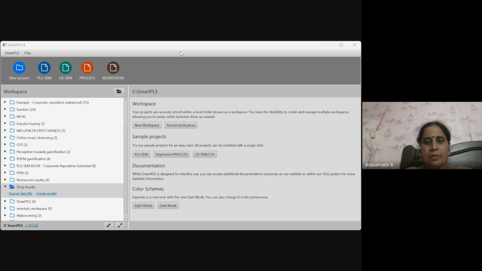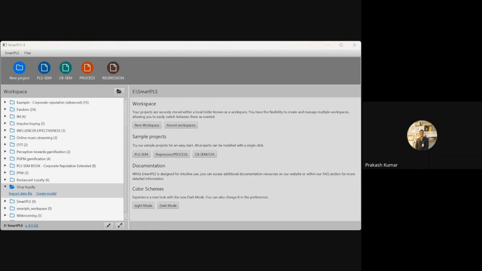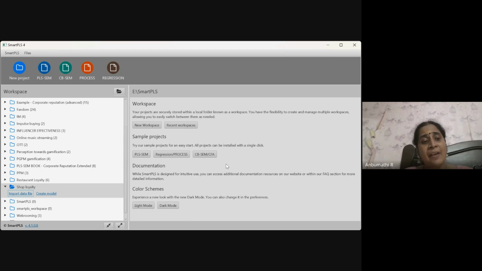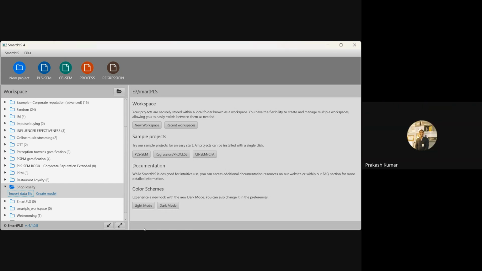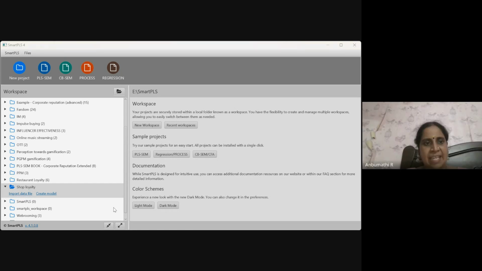It is asking from where we need to import. Yes, it is better to have the file on the desktop and do it. Save it on the desktop and then import it from there. Yes, that's actually better practice.